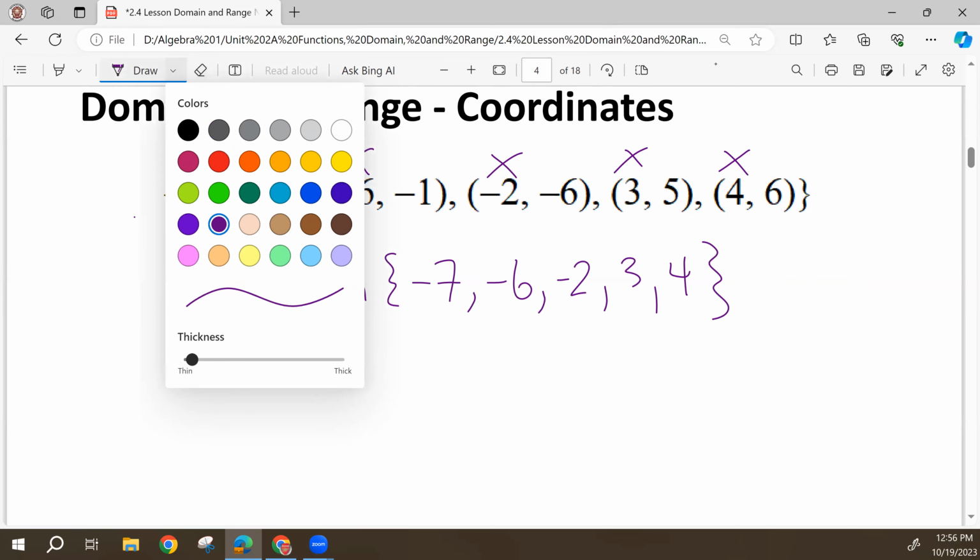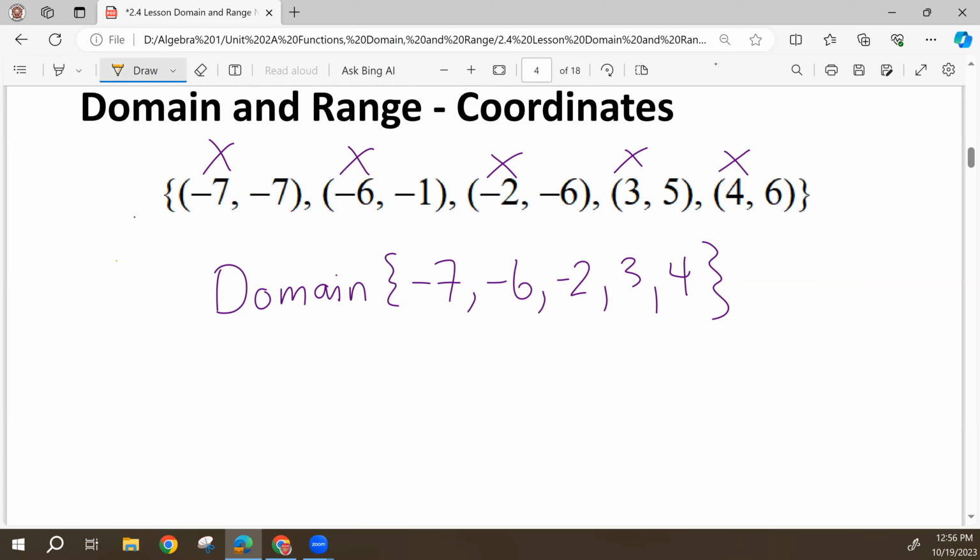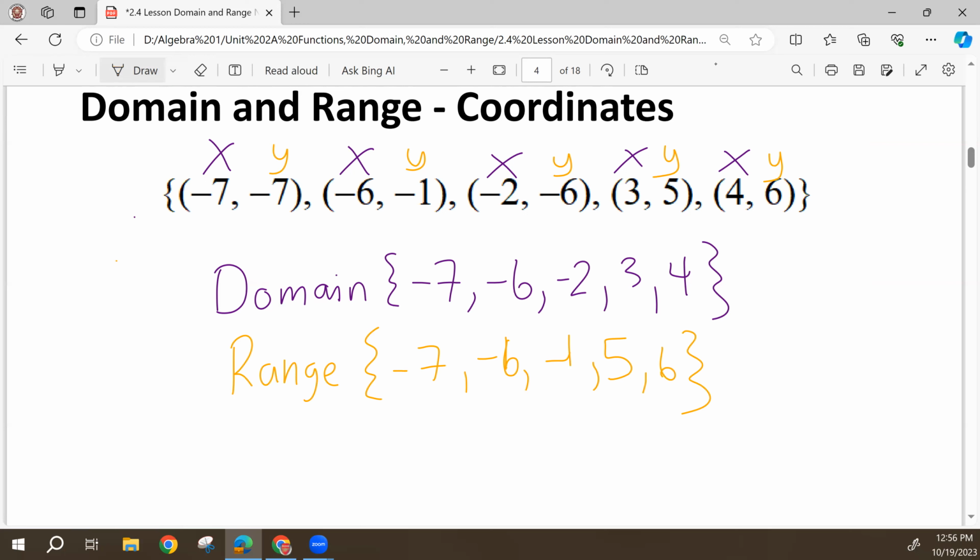My range is all the y values. Y values are always the second number in the coordinates. I'm going to list them in order, so I'm going to put -6. And there we have the domain and range for given coordinates. So all these different ways we can show a relation or a function, we can pick out the domain and range. And this is going to become a little more meaningful when we look at graphs.